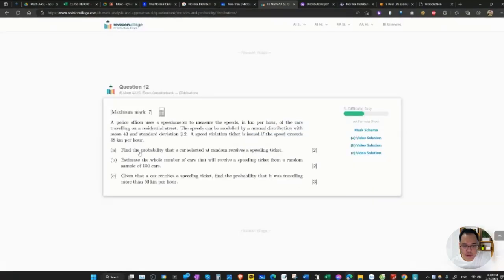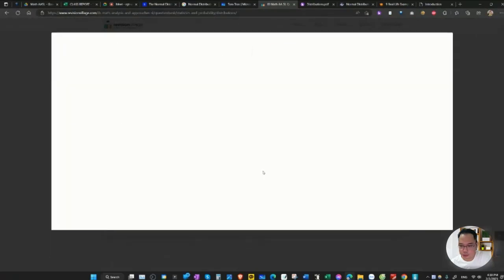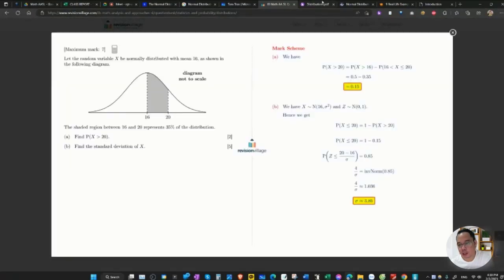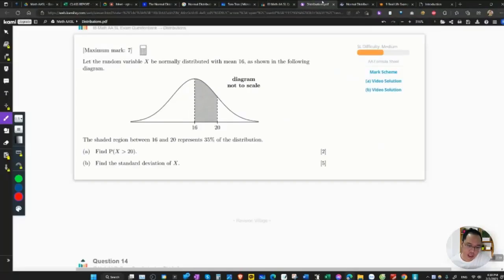Wait, it's not this one. Yeah, just subtract 50% by 35%. And the area on the right, greater than 20, is 15%. Right.